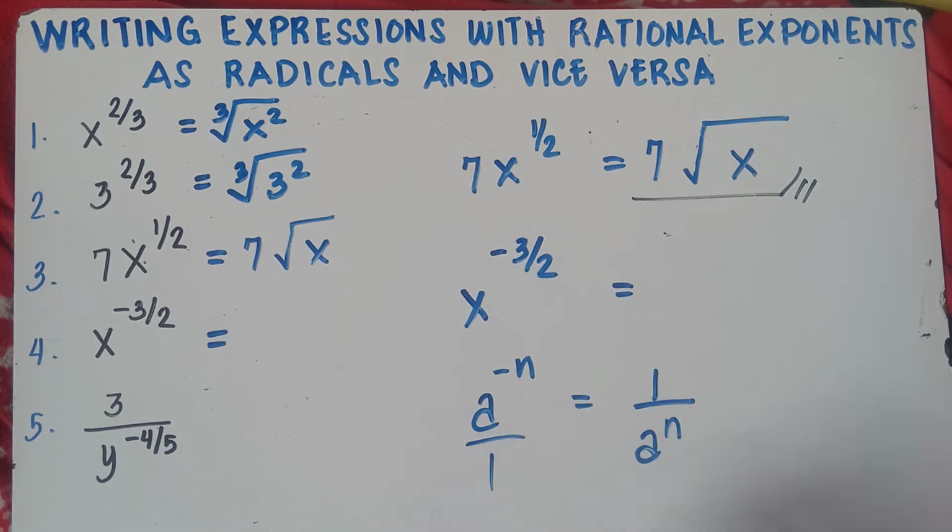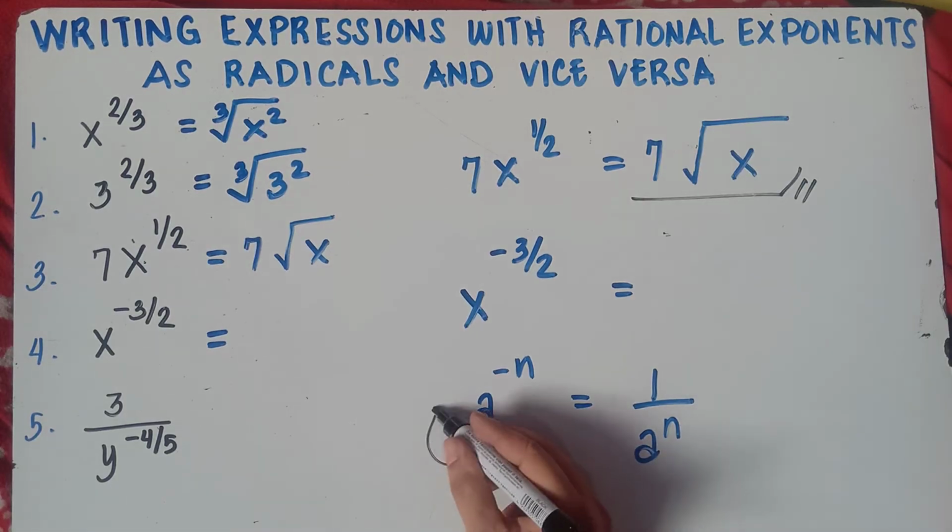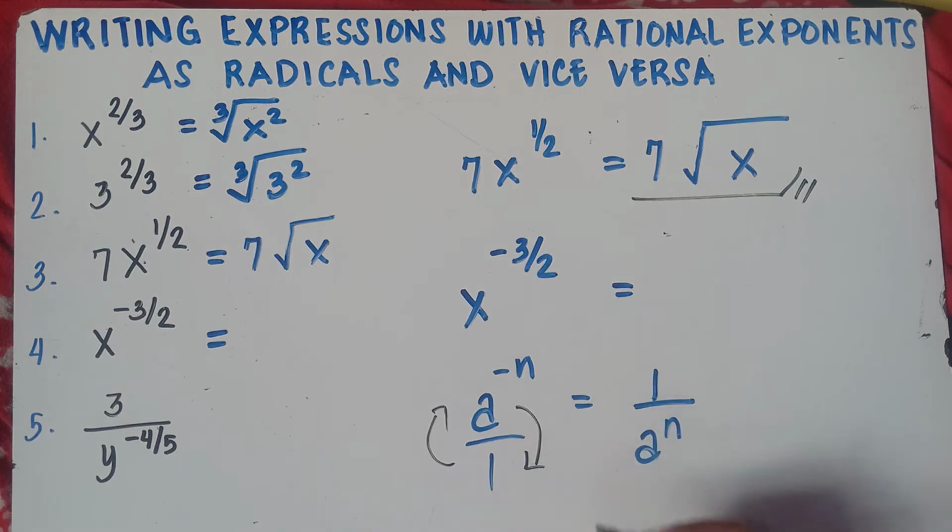Understood that there's 1 here; any number, any letter, has a denominator of 1. Just get the reciprocal. So this one will be the numerator and this one will be on the denominator. Get the reciprocal and the exponent will be positive. I hope you still remember this one, class, in the laws of exponents.